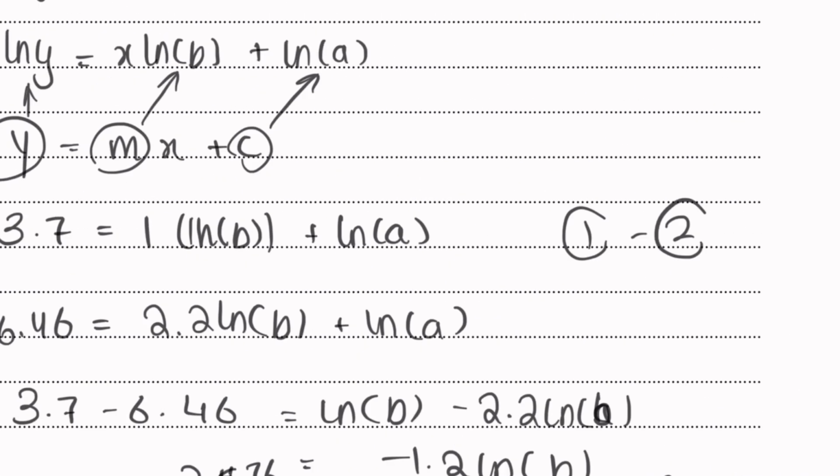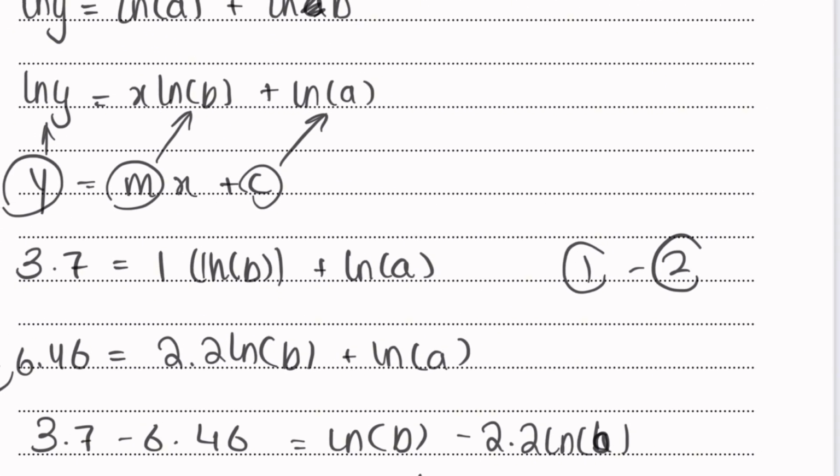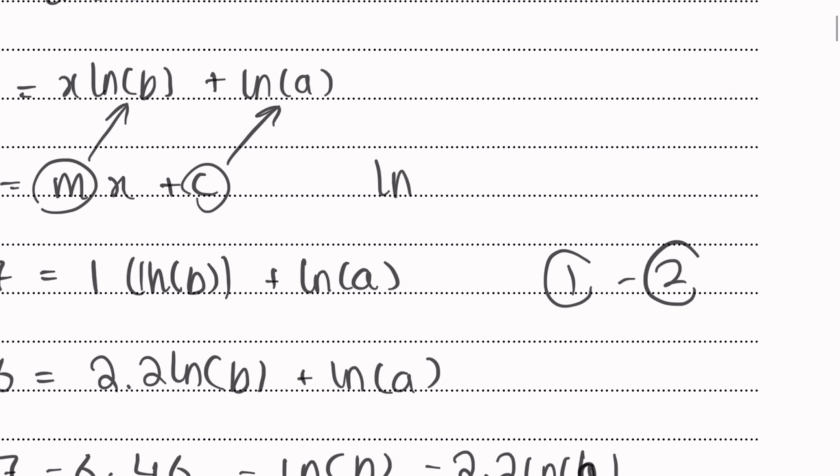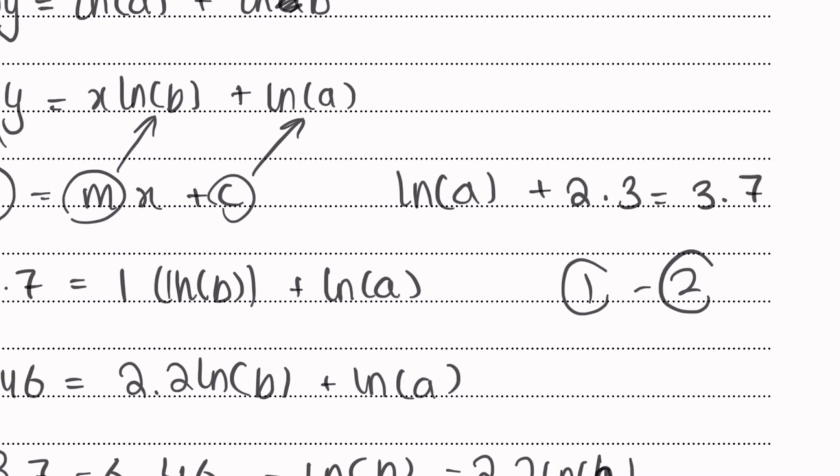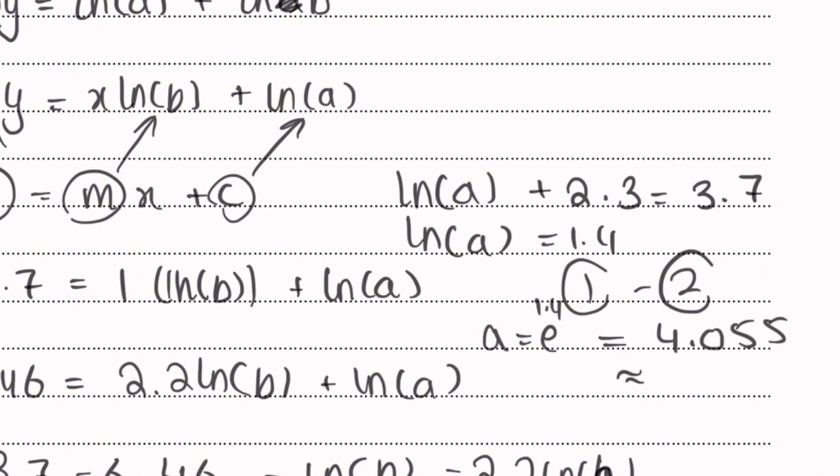Now in regards to the value of a, we can use any one of these equations, and since we now know the value of b, we can use 2.3 instead of ln b. So 2.3 plus ln a equals 3.7. And then solving this, you get ln a equals 3.7 minus 2.3, which is 1.4, and a will equal e to the power of 1.4, which is the same as 4.055, which rounds to 4.06.